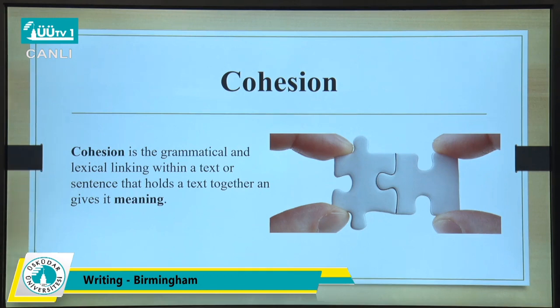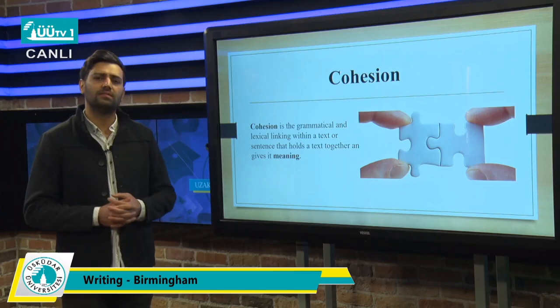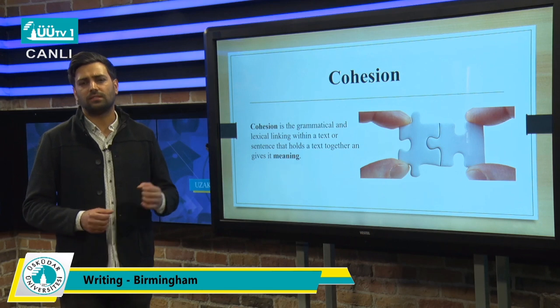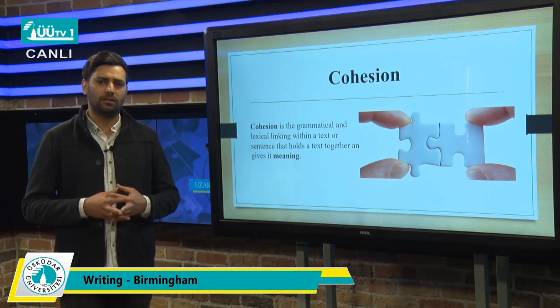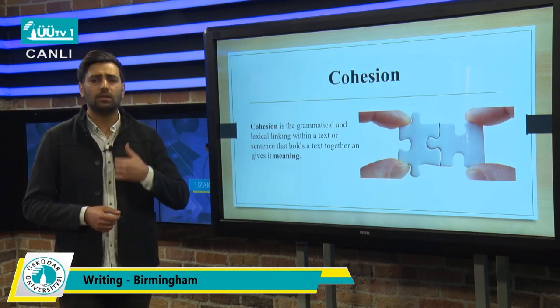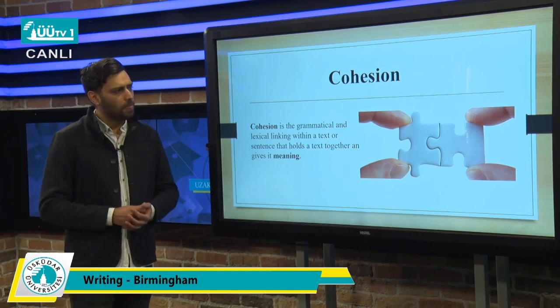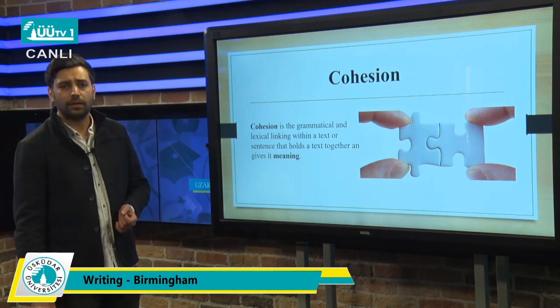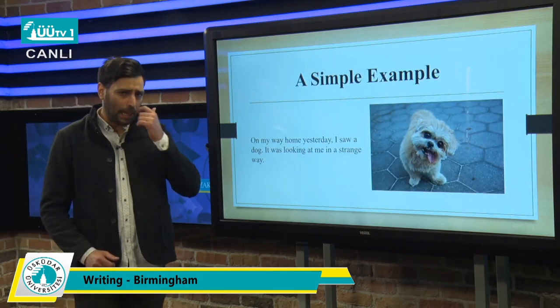First things first. Cohesion is the grammatical and lexical linking within a text or sentence that holds a text together and gives it meaning. As you can probably see in the photo I've attached in this slide, there's this kind of jigsaw puzzle with two pieces of it. You can see cohesiveness as a kind of quality feature of the text that makes sentences stick to one another, and make sense in terms of their attachment to their previous or following sentences. So, cohesion is an important factor to bear in mind when writing your essay. Let's try it on in an example here.